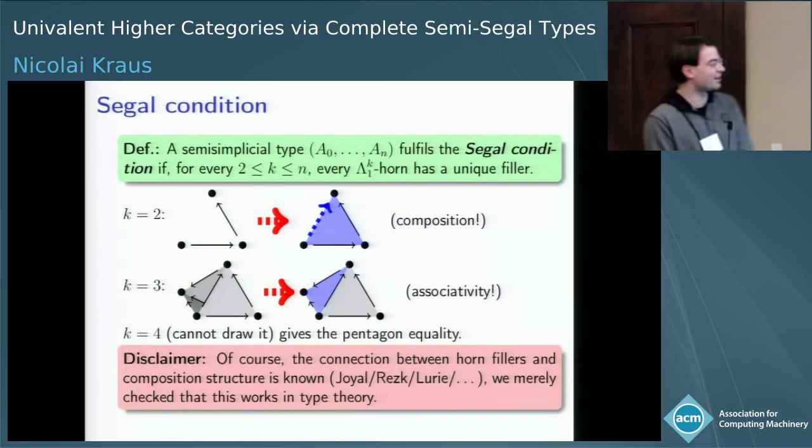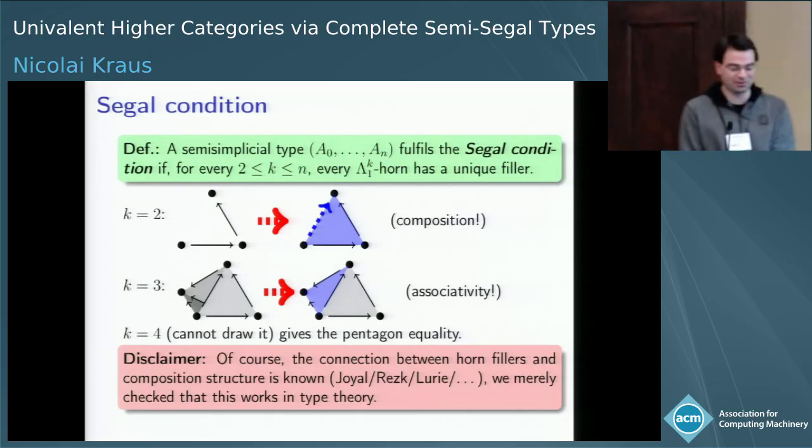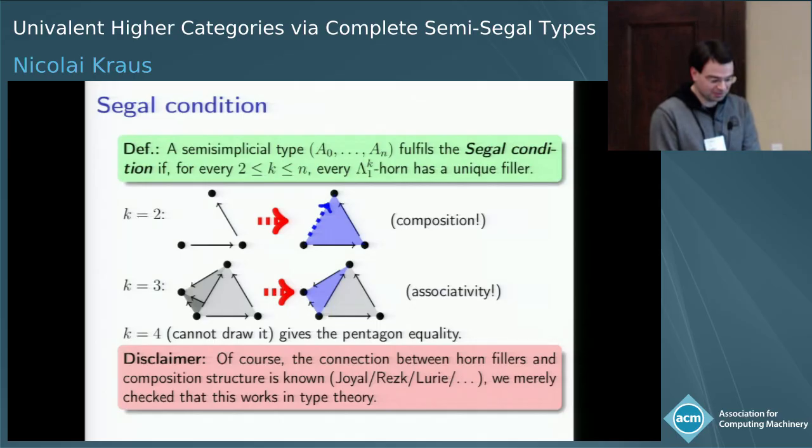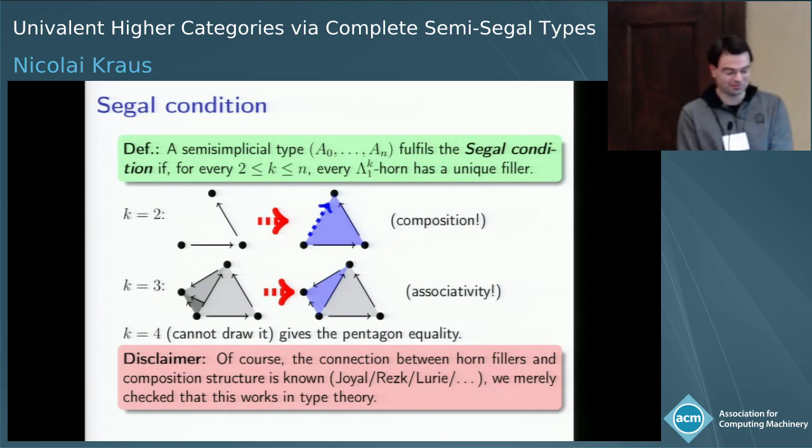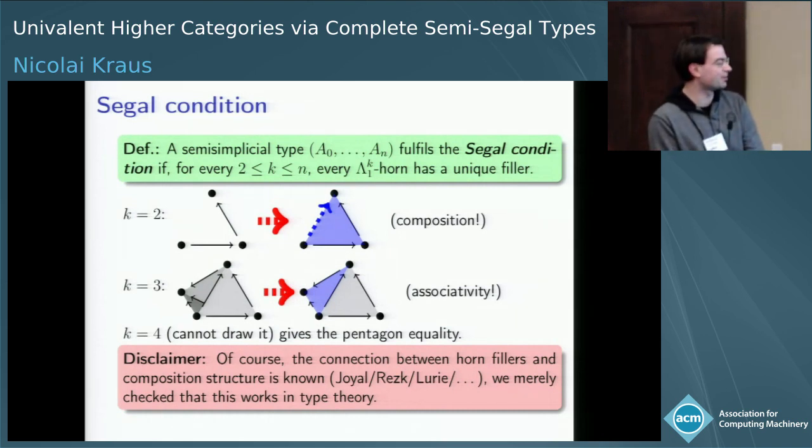Okay, I think I've already emphasized that what we do is really only translating this to type theory and checking that it works really nicely in type theory, but the basic connection between horn fillers and composition structures is, of course, quite well known in mathematics.